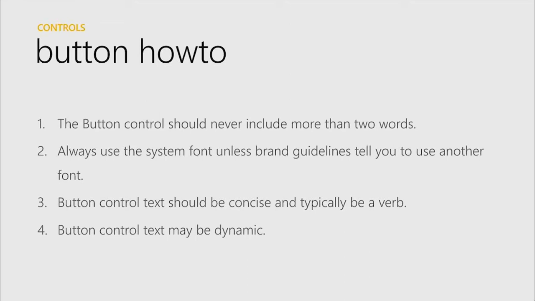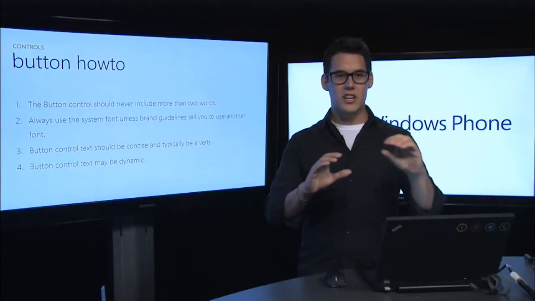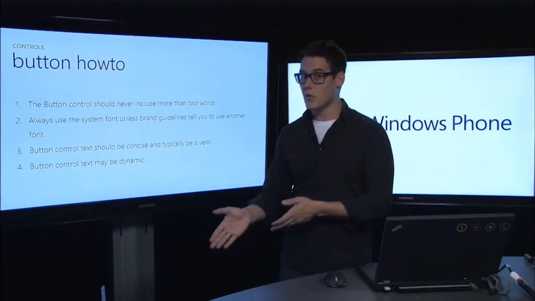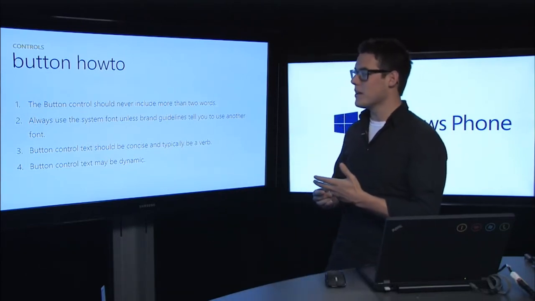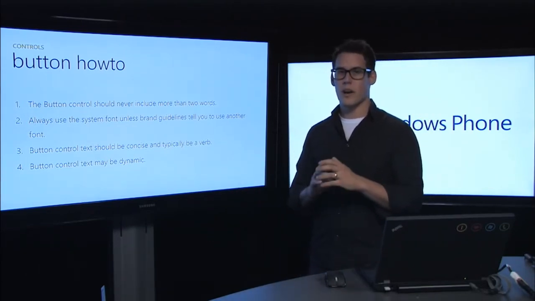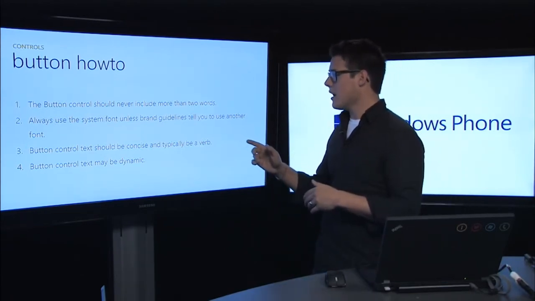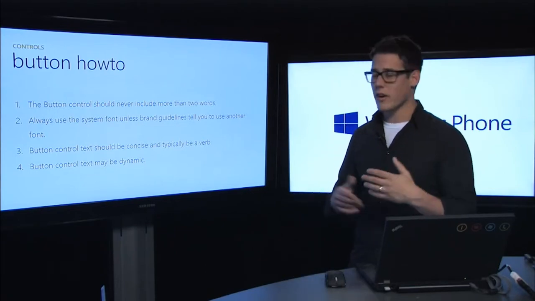Button how-tos: the button control should never include more than two words. This is a simple thing, but also remember when I was talking earlier today about localization and globalization. If your application is going to be localized and globalized and you're going to change those strings out to a different language, you always want to leave 40% buffer in there. So that's one rule. But the second rule is just try to keep your buttons to less than two words. You wouldn't want to have a whole bunch of text to make it difficult. Usually, you just want to use a verb like okay, cancel.